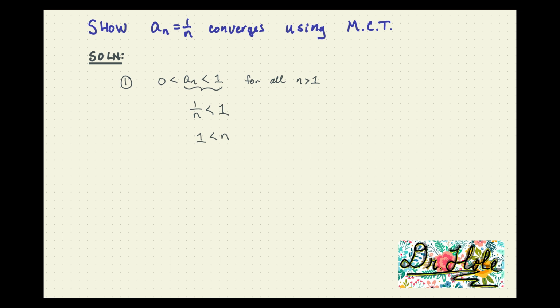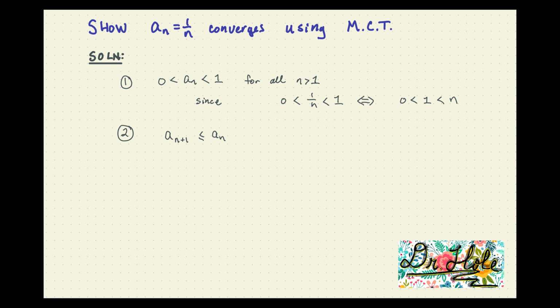On the upper side, plugging in for a_n, multiplying both sides by n, this statement will be true provided that n is bigger than 1. Pretty good. Collect that together. The statement that a_n is bounded between 0 and 1 is the same thing as 1 is bigger than 0 and 1 is less than n. Very good. So the sequence is bounded.